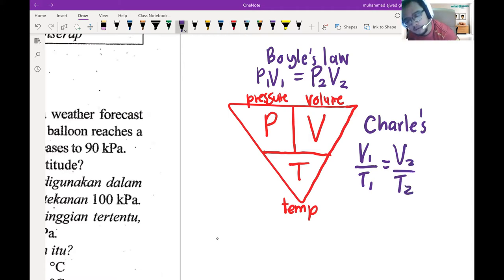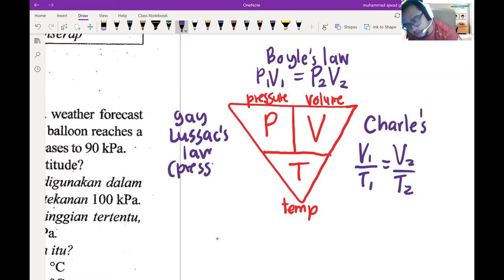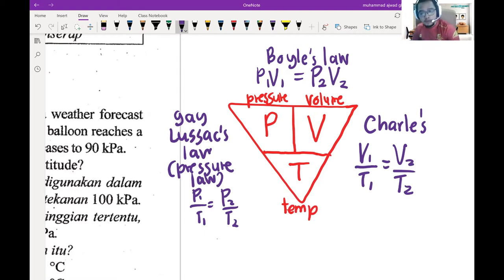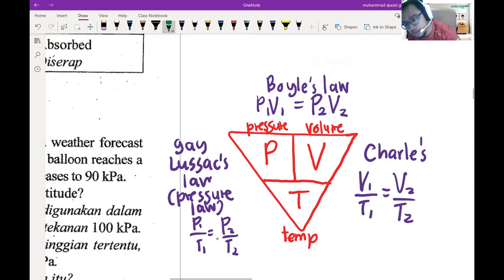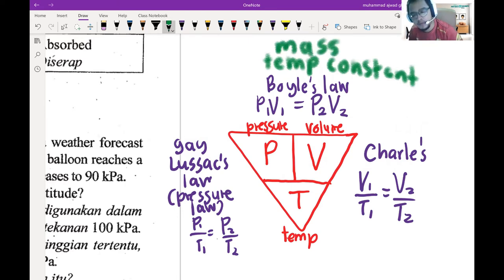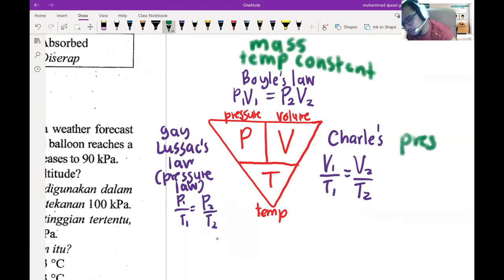And the last person is, kalau betulnya, Gay-Lussac's law. Tapi korang punya syllabus, dia tulis pressure law. Okay, so pressure law will be P1 over T1, P2 over T2. Okay, for Boyle's, yang constant adalah temperature. Temperature and also mass lah. Mass and temperature constant. Kalau Charles, pressure and mass is constant.